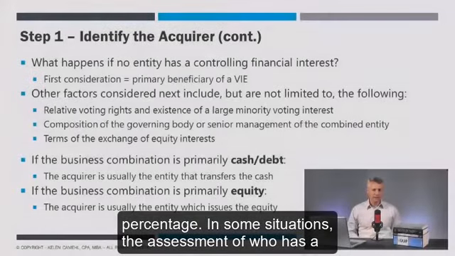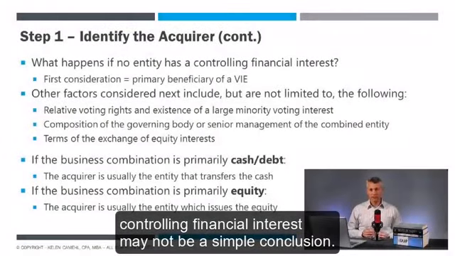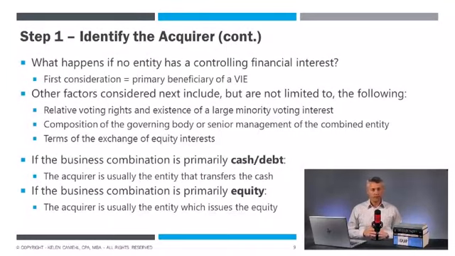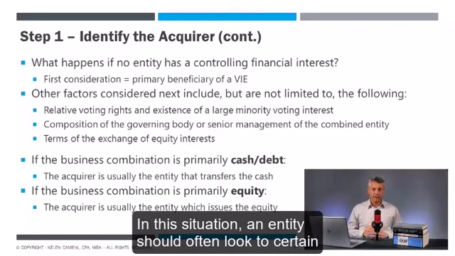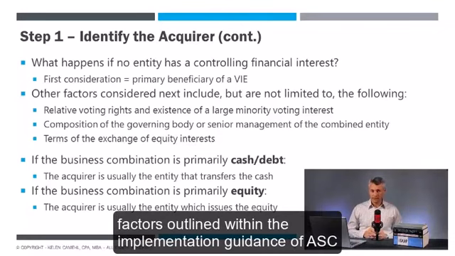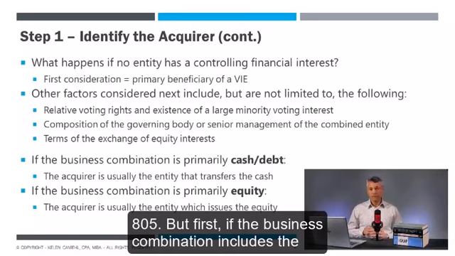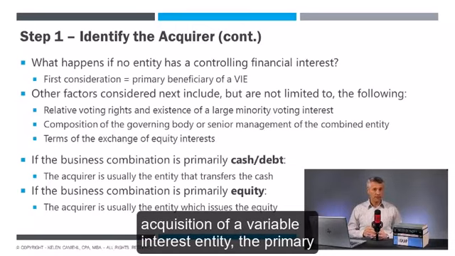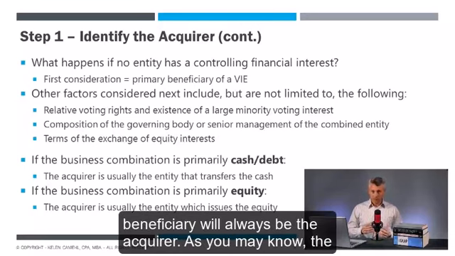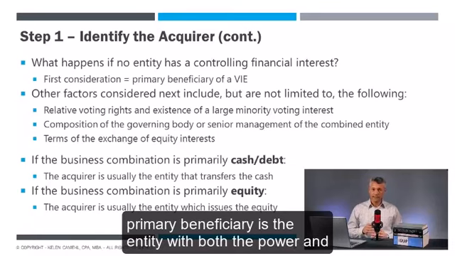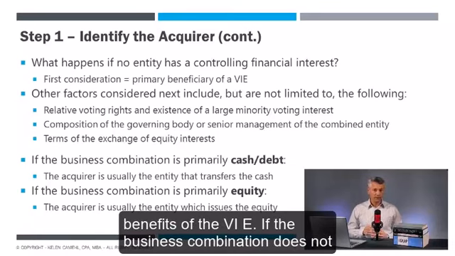In some situations, the assessment of who has a controlling financial interest may not be a simple conclusion. In this situation, an entity should often look to certain factors outlined within the implementation guidance of ASC 805. But first, if the business combination includes the acquisition of a variable interest entity, the primary beneficiary will always be the acquirer. As you may know, the primary beneficiary is the entity with both the power and benefits of the VIE.